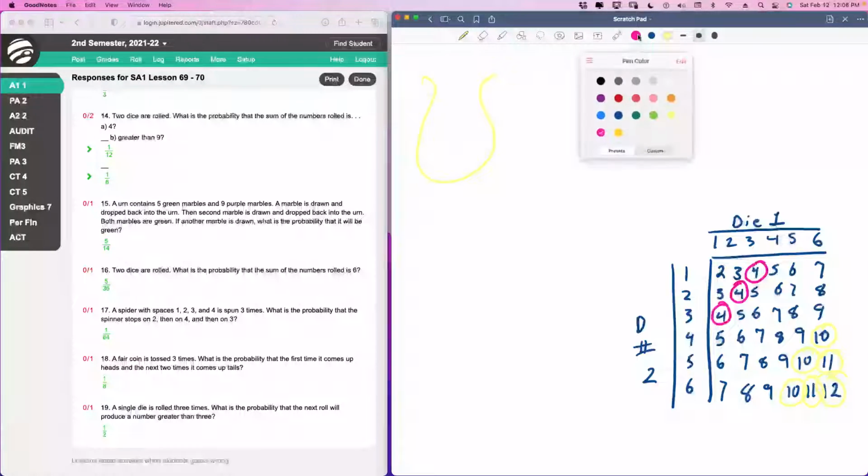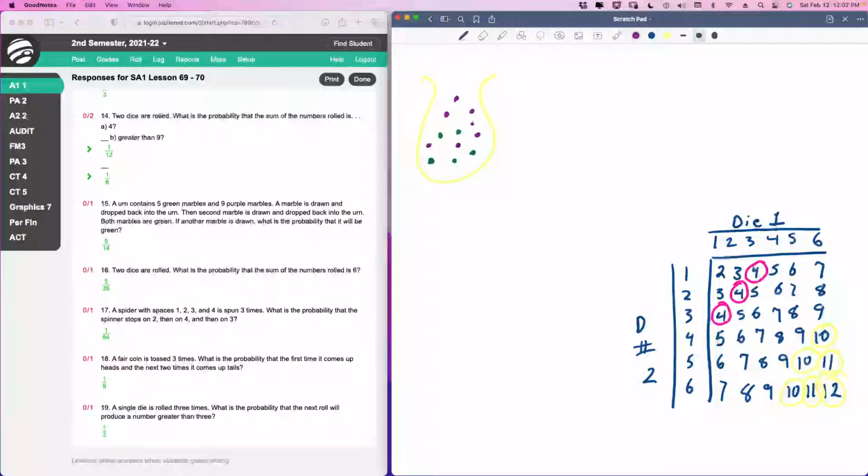And it contains 5 green marbles, right? 1, 2, 3, 4, 5. And 9 purple marbles. 1, 2, 3, 4, 5, 6, 7, 8, 9. So 5 green and 9 purple. That gives us a total of 14 marbles.